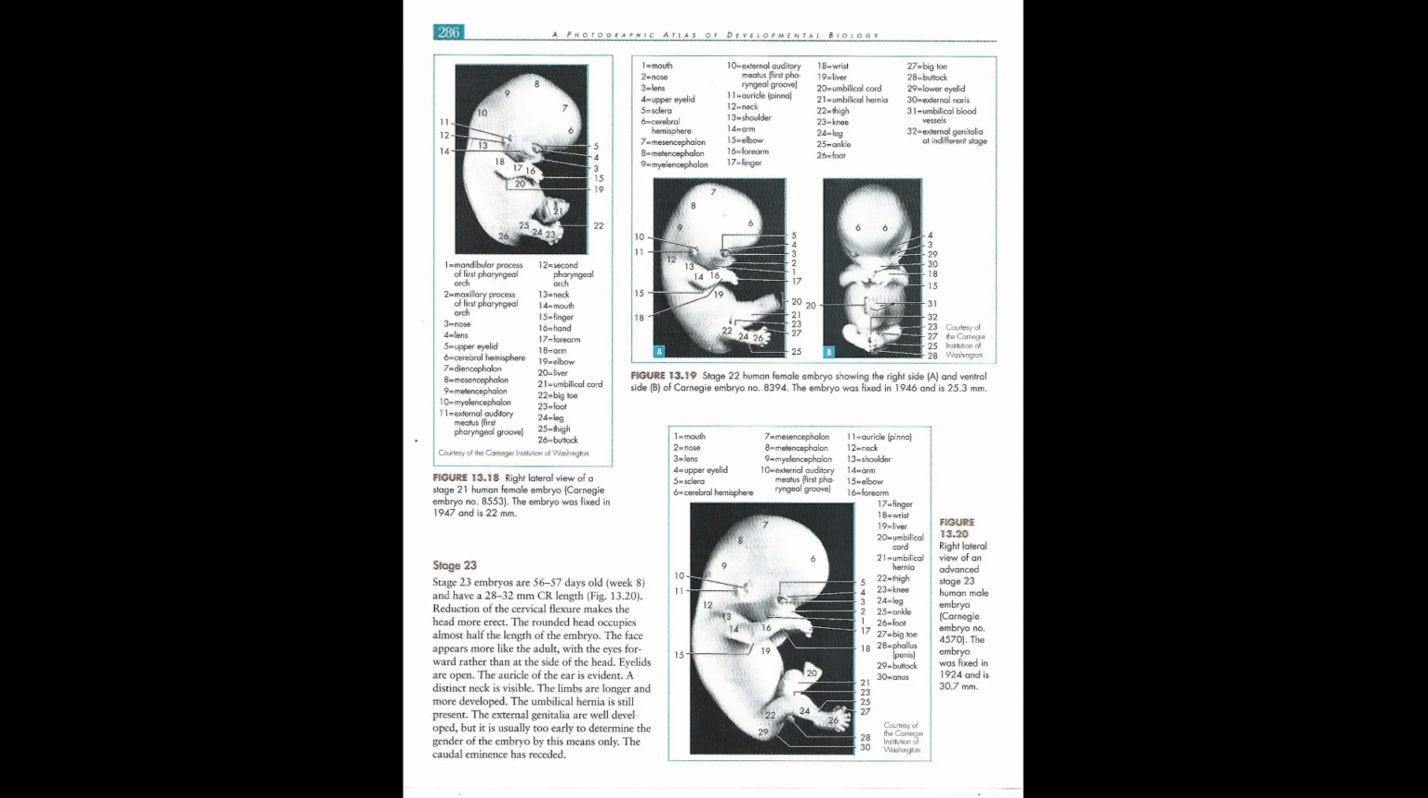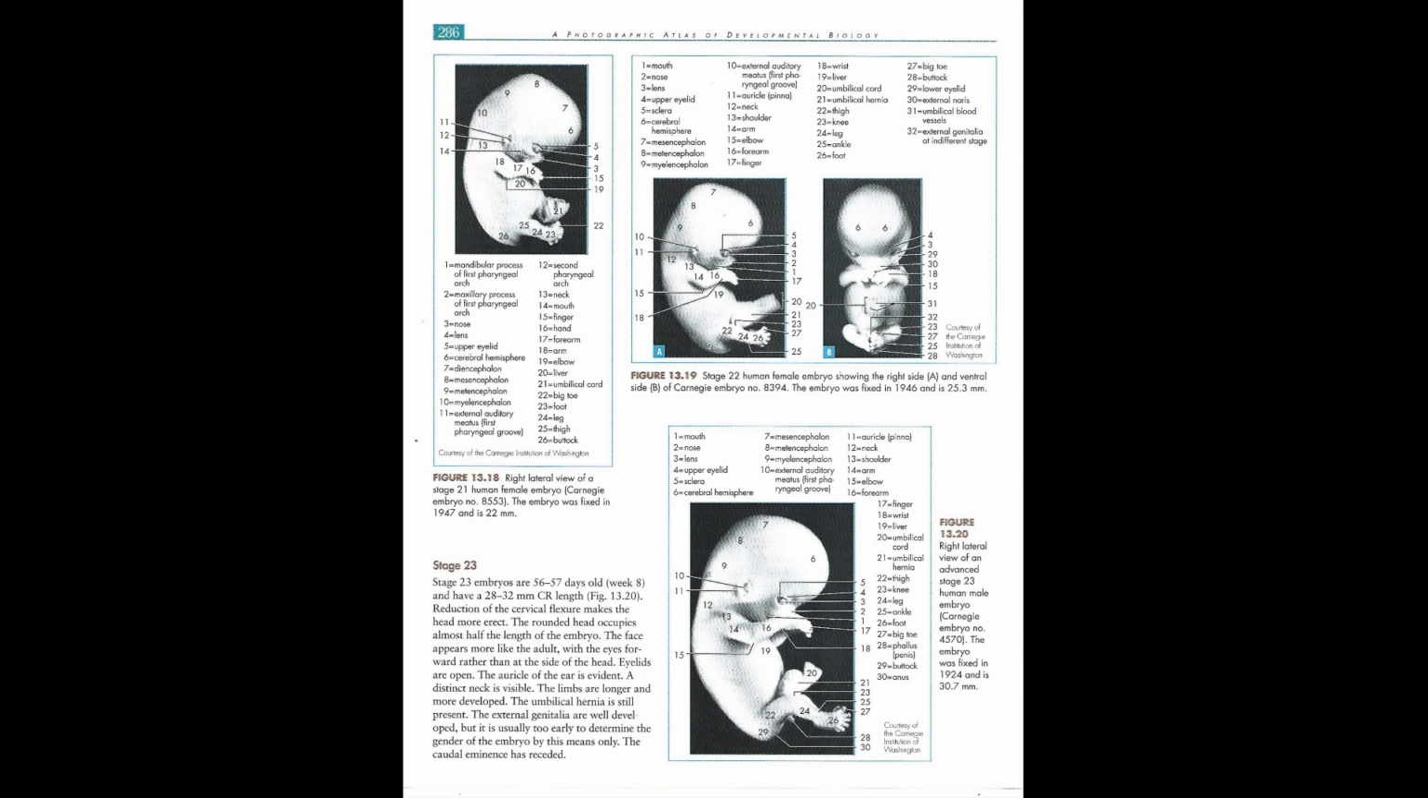Stage 23. Stage 23 embryos are 56 to 57 days old, week 8, and have a 28 to 32 millimeter CR length, Fig 13.20. Reduction of the cervical flexure makes the head more erect. The rounded head occupies almost half the length of the embryo. The face appears more like the adult, with the eyes forward rather than at the side of the head. Eyelids are open. The auricle of the ear is evident. A distinct neck is visible.